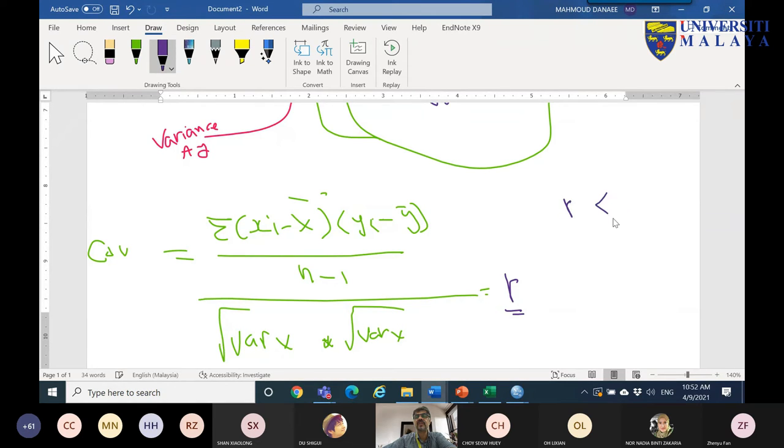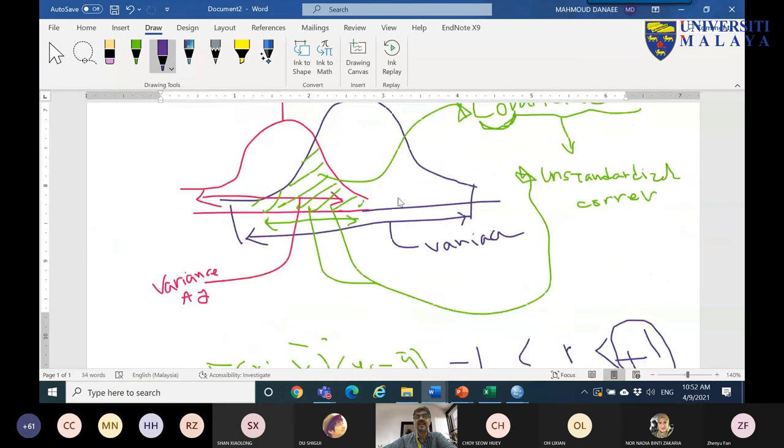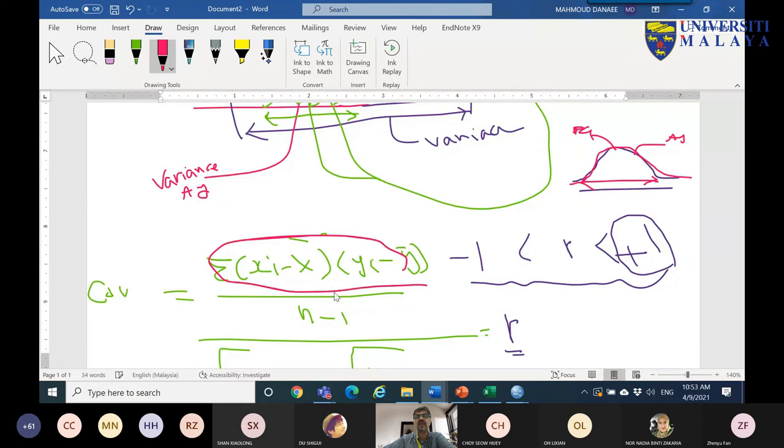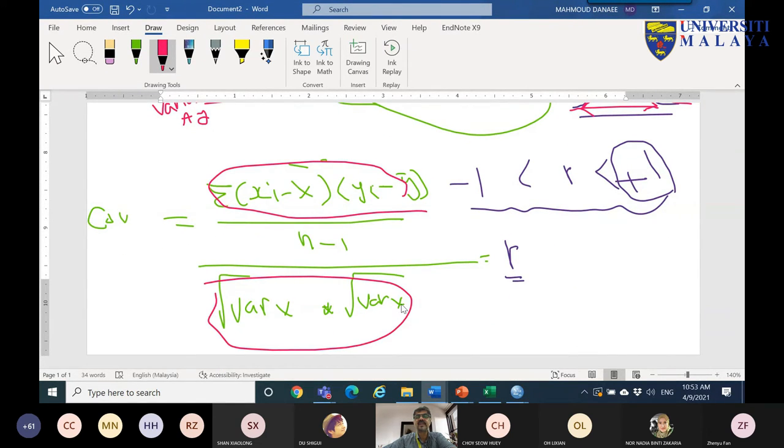The correlation coefficient ranges between minus 1 and plus 1. The plus 1 means a perfect relationship. Suppose that two variables are highly correlated, 100%, one is age, the other is blood pressure. It means the variance is equal to the covariance, because the variance of X and Y is the same, so the outcome will be equal to one. The sign indicates the direction of the relationship.